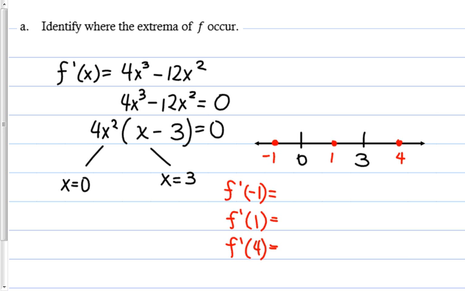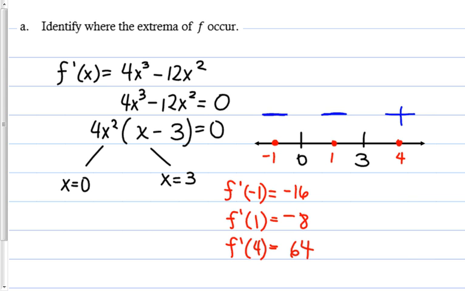So I'm going to plug these in, and I'm going to see what I get. All right, so I plugged them into my derivative, and I got -16, -8, and 64. So, to the left of 0, it's negative. Between 0 and 3, we have another negative. And then to the right of 3, we have a positive.